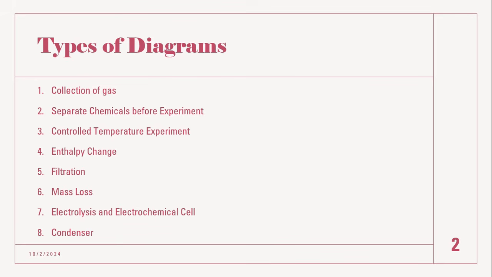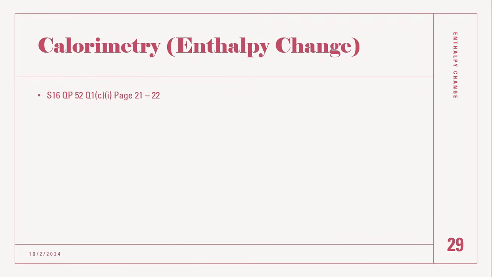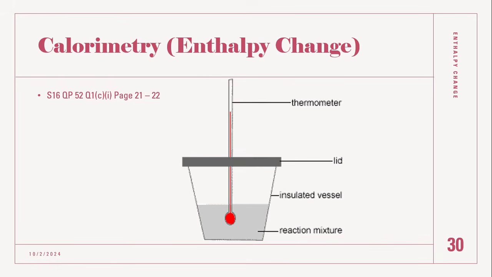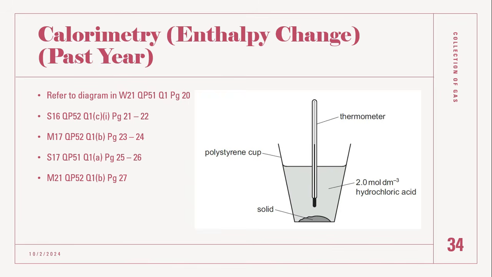Category 4 will be enthalpy change experiments. In experiments involving enthalpy changes, we will use calorimetry, which is a polystyrene cup with a lid and also a thermometer soaked in the reaction mixture to measure the temperature change throughout the whole experiment. Now this setup is quite straightforward. You may go through all these questions from the past papers to practice drawing this calorimetry diagram.